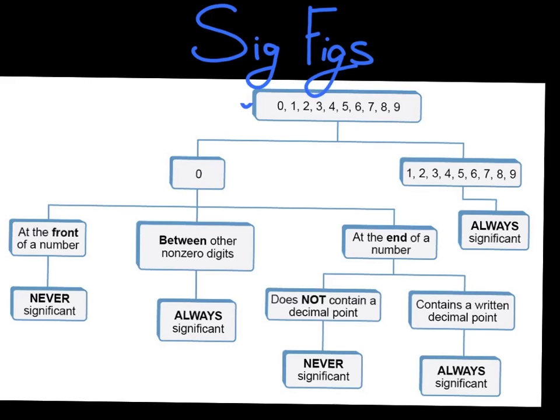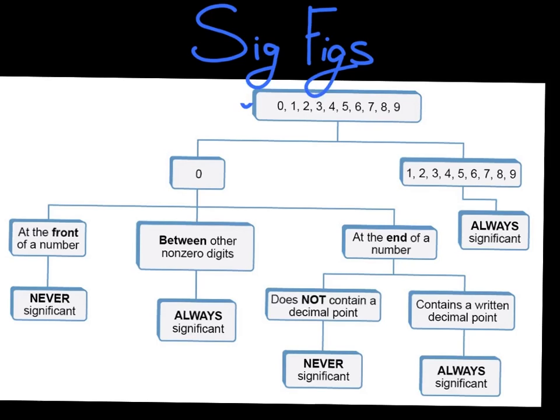So if it's at the front of a number, it will never be significant. So that's like if you had 074. I don't know why you would write it in that manner, but 0 in this case would mean absolutely nothing, and you wouldn't care about it. You would say, too bad, 0, you're not significant. Okay?